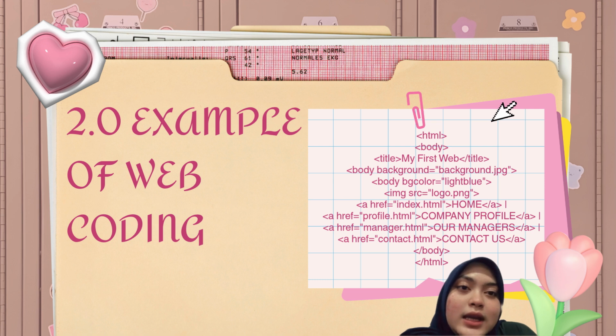The background image and text color are also set inside the body section. The image tag is used to display the company logo on the web page. Then the a href tag creates navigation links such as Home, Company Profile, Our Managers, and Contact Us. When users click these links, they will be directed to the corresponding page.